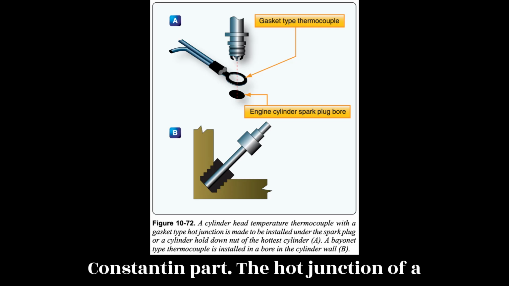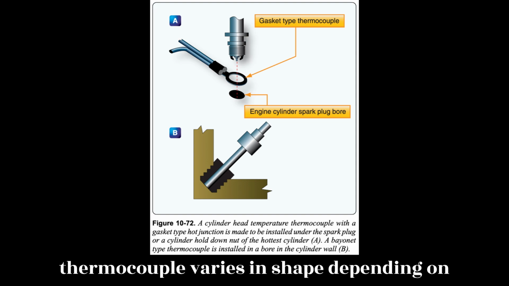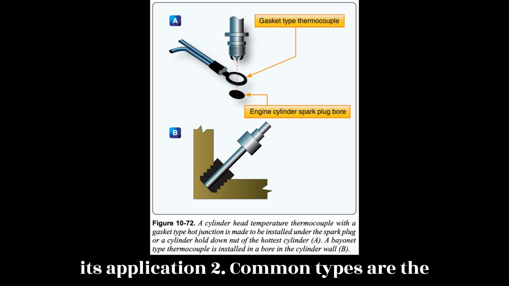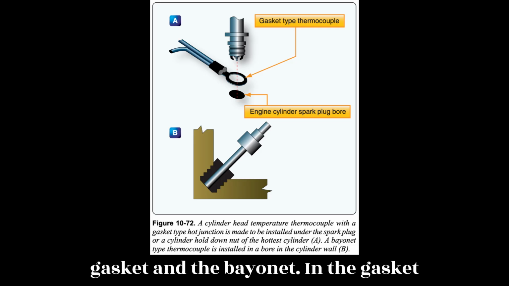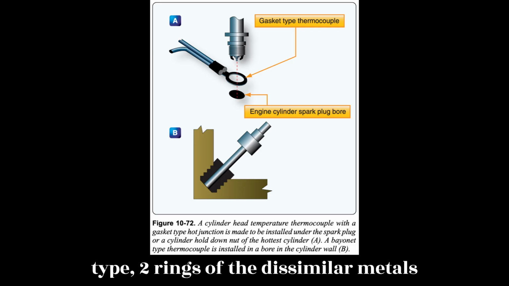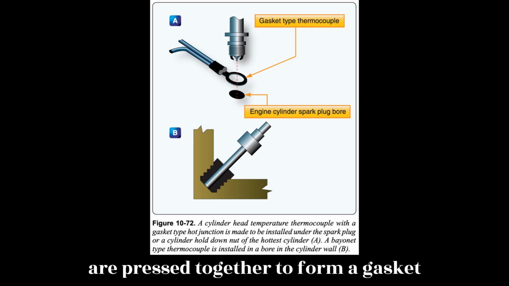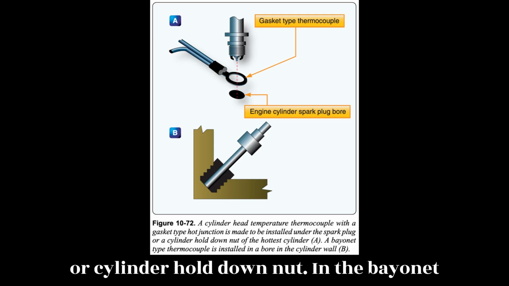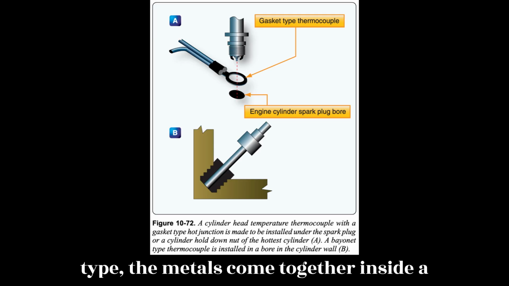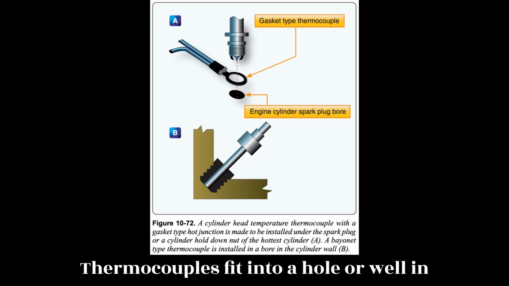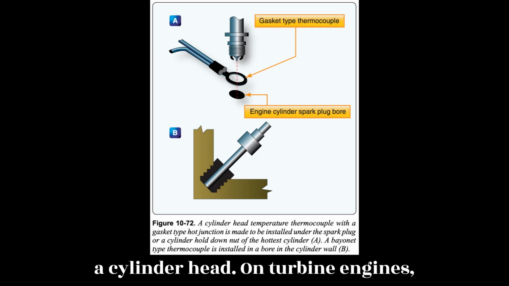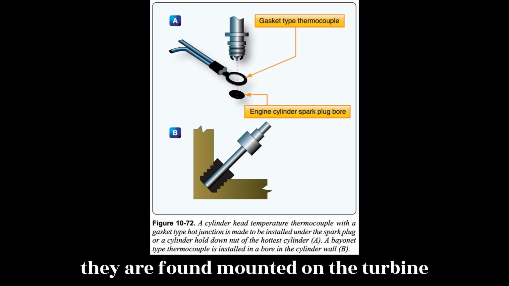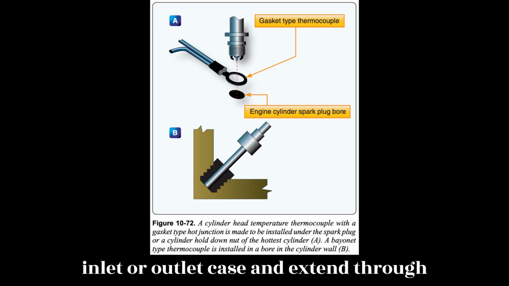The hot junction of a thermocouple varies in shape depending on its application. Two common types are the gasket and the bayonet. In the gasket type, two rings of the dissimilar metals are pressed together to form a gasket that can be installed under a spark plug or cylinder hold-down nut. In the bayonet type, the metals come together inside a perforated protective sheath. Bayonet thermocouples fit into a hole or well in a cylinder head. On turbine engines, they are found mounted on the turbine inlet or outlet case and extend through the case into the gas stream.